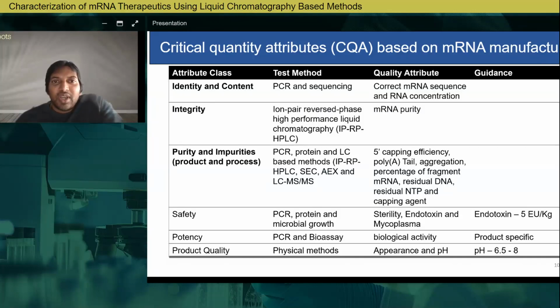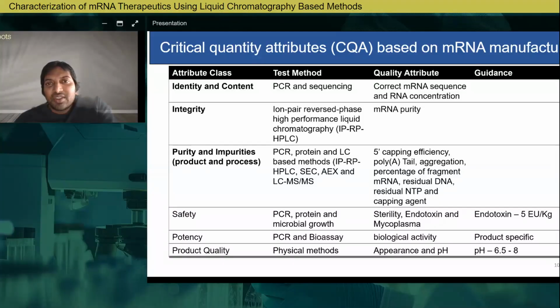So the first one, the highlighted ones, are the ones I'm going to talk about extensively regarding the LC methods, but pretty much all of these critical quality attributes are important for any drug molecule. To talk about identity and content, the test methods people use are PCR and sequencing. The ideal quality attribute is what we are really trying to understand: the mRNA sequence, which we anticipate is generated from a DNA molecule. Is that the correct sequence or not?